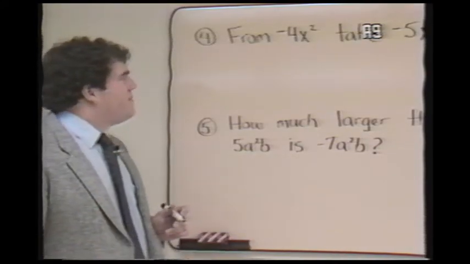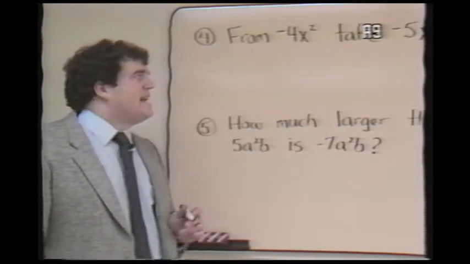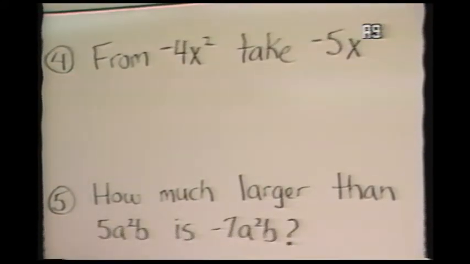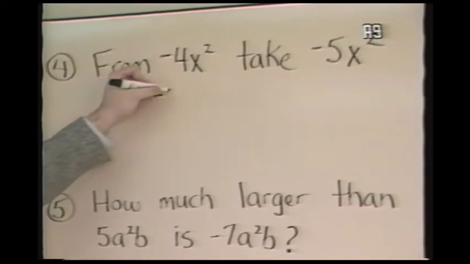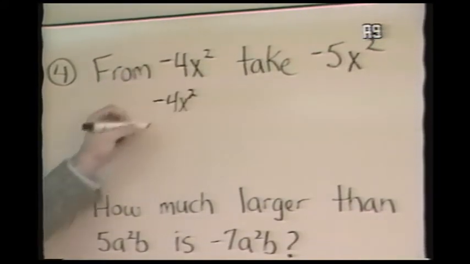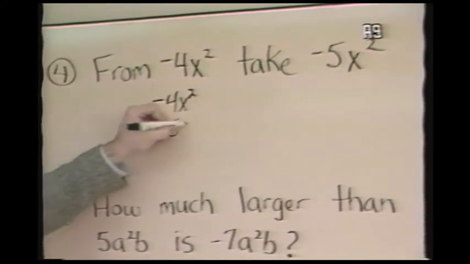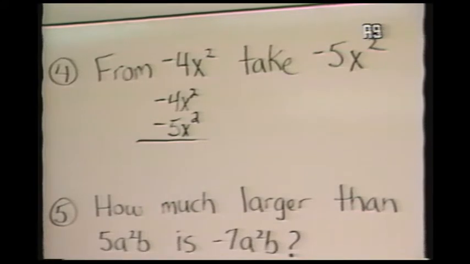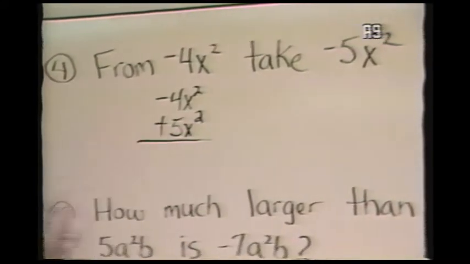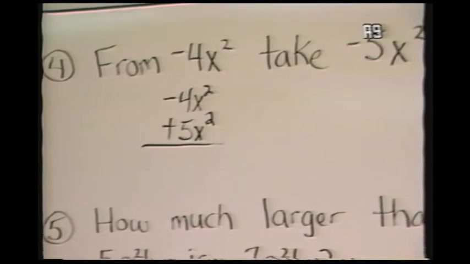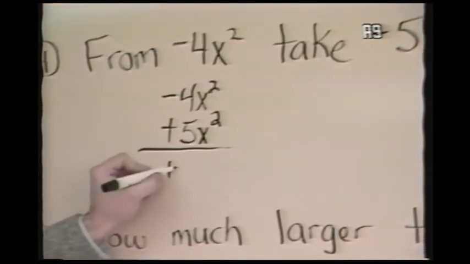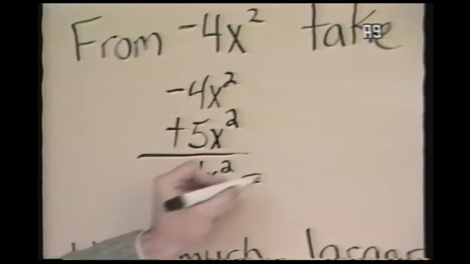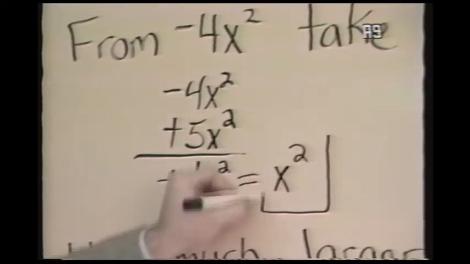Problem number 4. From negative 4x squared, take negative 5x squared. Now, it's very important to read these carefully. From this expression, negative 4x squared, we must subtract negative 5x squared. So I'm subtracting the bottom term from the top. What do I do? I change the sign of the bottom term and follow the rules of addition. I will get positive 1x squared. And that's the same as regular old x squared.